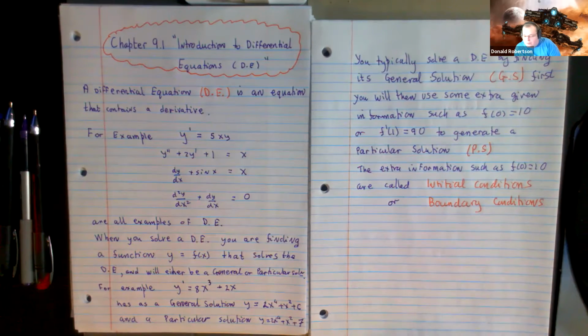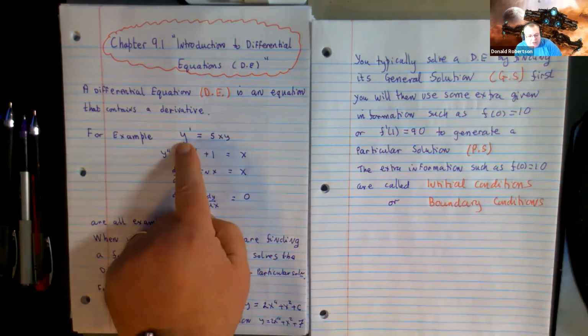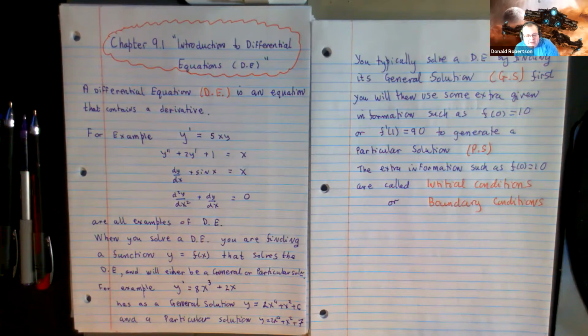And within first order differential equations, there are little subgroups. For the most part, we're only going to deal with first order differential equations, right? Ones that only have one derivative in them. And they have subgroups. One is called a variable separable differential equation, which is one of the sections that we'll do in chapter 9. And the other is called a linear differential equation.